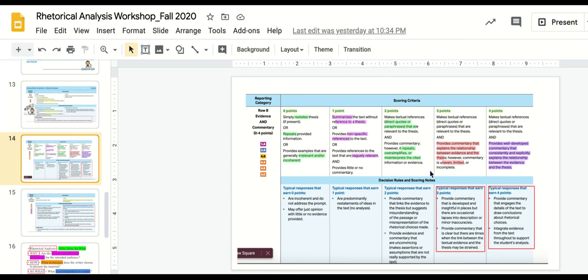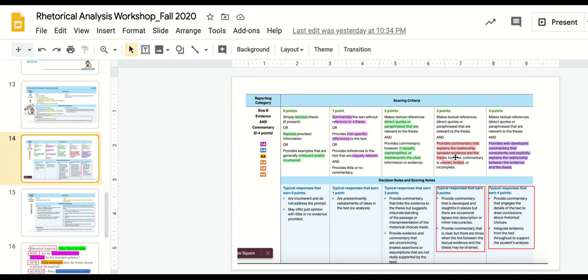Use your commentary, draw it to real experience, real examples, and make sure that bridges with your evidence. And then a solid body of evidence and commentary. You make textual references just with quotes and paraphrases. That stays the same up here, but here are the differences between the 3 and the 4.